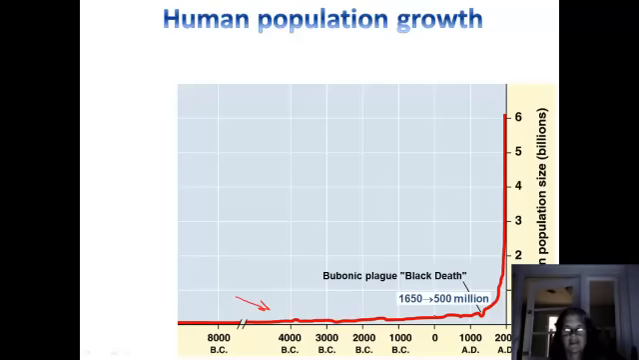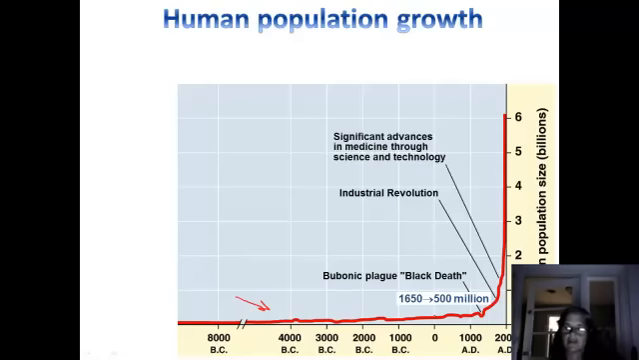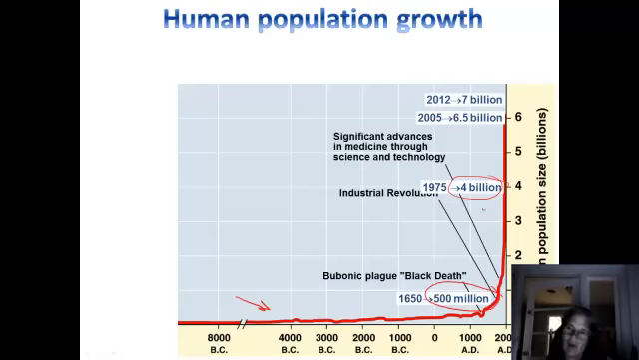In 1650, we had about 500 million people. The Industrial Revolution, the creation of agriculture and all that, and significant medical breakthroughs, and what we see is enormous growth. In 1975, there were 4 billion people. Look how long it took us to get from 500 million to 4 billion, but look how long it took us to get from 4 billion to 6.5, not very long, and now in 2012 we have about 7 billion, and it's just going up.